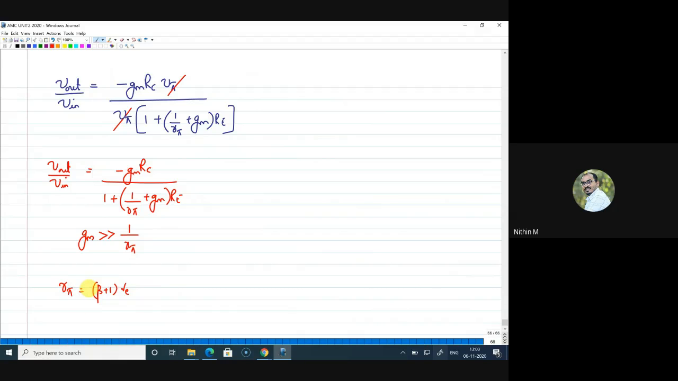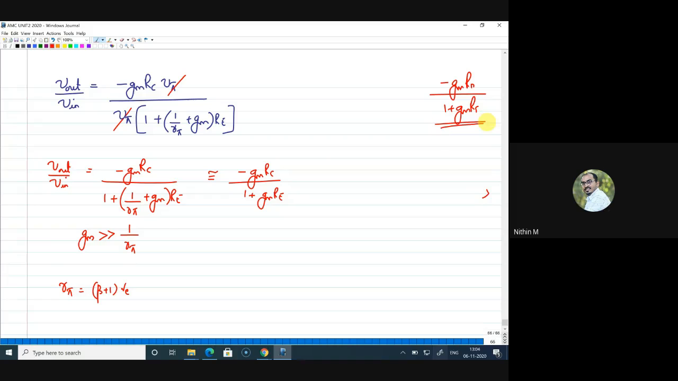So if you look at these two terms, we can say that since r pi is large, 1 by r pi will be very small, and that can actually be neglected. If I do that, this can be further approximated as minus gm rc divided by 1 plus gm into re. Why I have done this approximation is just to have a comparison with what we have done for common source with degeneration. If you remember, the formula was minus gm rd divided by 1 plus gm rs.